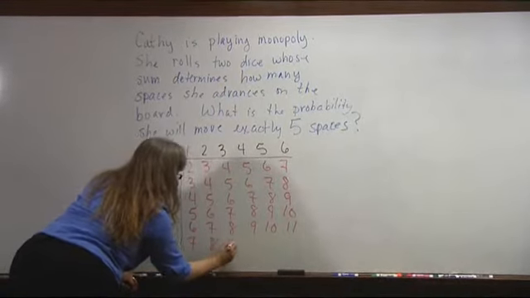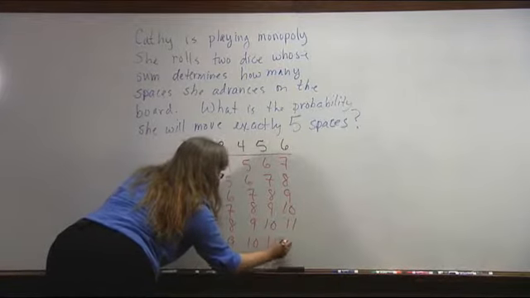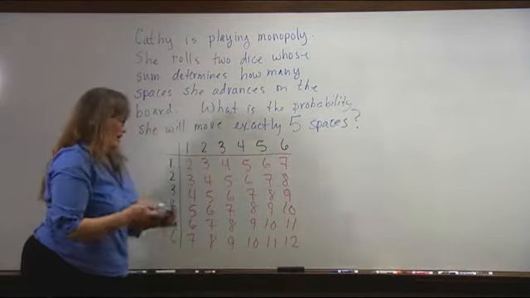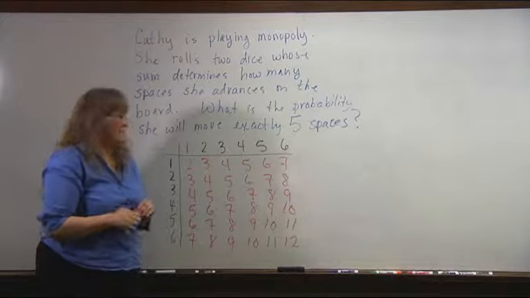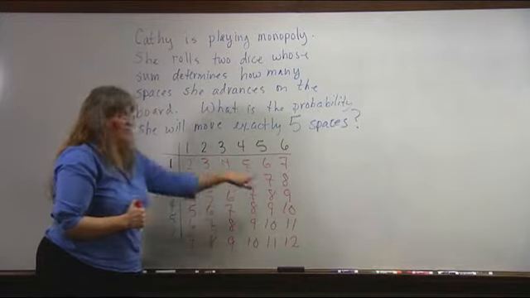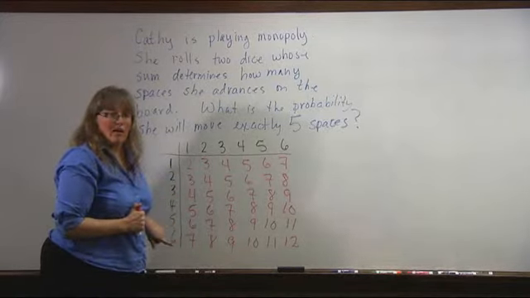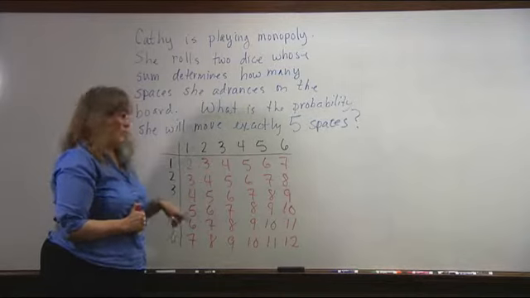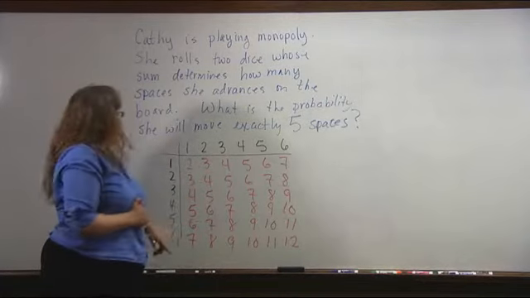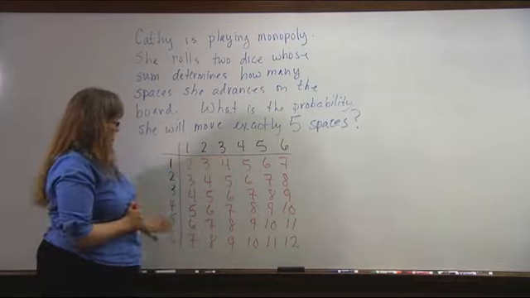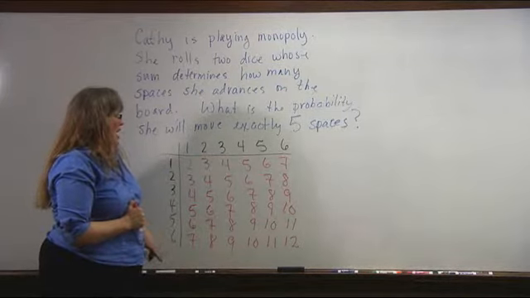7, 8, 9, 10, 11, 12. So what we can see here is that when we have two six-sided dice, we have 6 times 6, or 36 possible outcomes, which we could have figured out with our fancy counting before also. But here we can actually see all of those 36 outcomes.